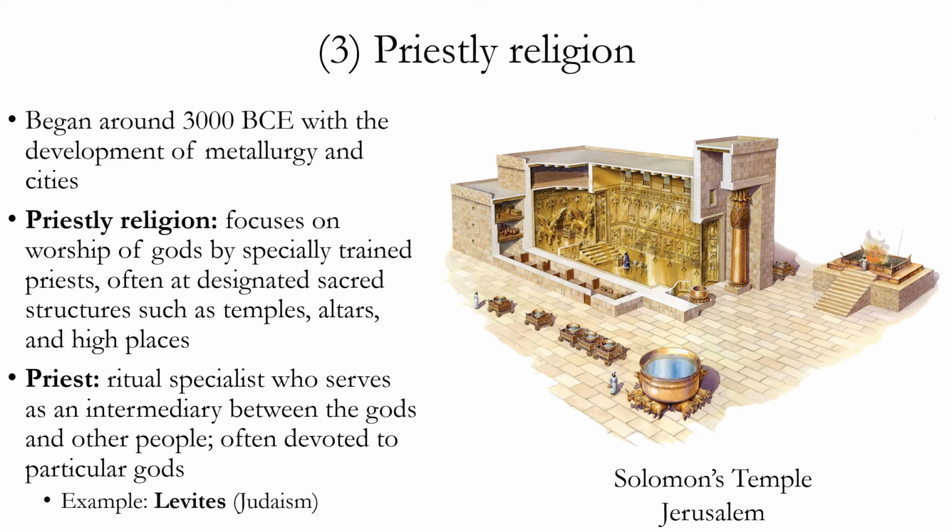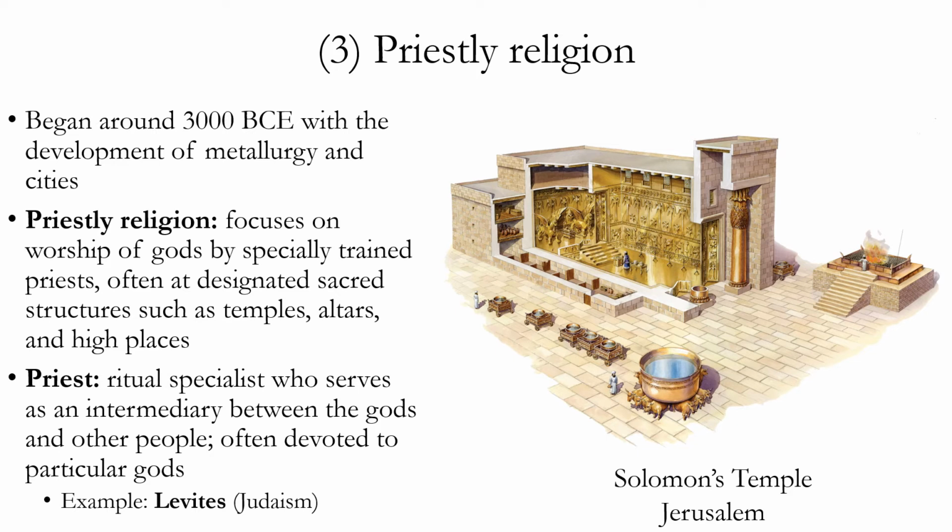An example of a class of priests from the ancient world is the Levites from ancient Judaism. In order to be a priest in the ancient Jewish religion, you had to be born into the clan or the tribe of Levi. So not everyone was allowed to serve as a priest. There are other priestly religions where people don't have to be born into a particular family to function as a priest. They just have to get the right education. So it could work either way.